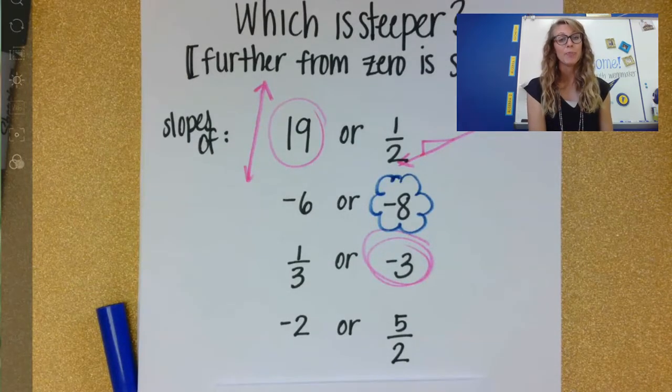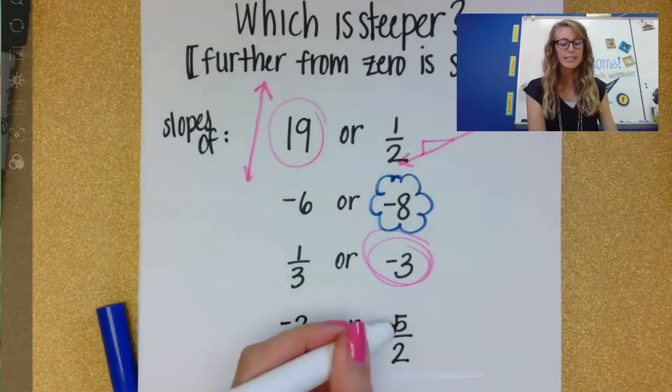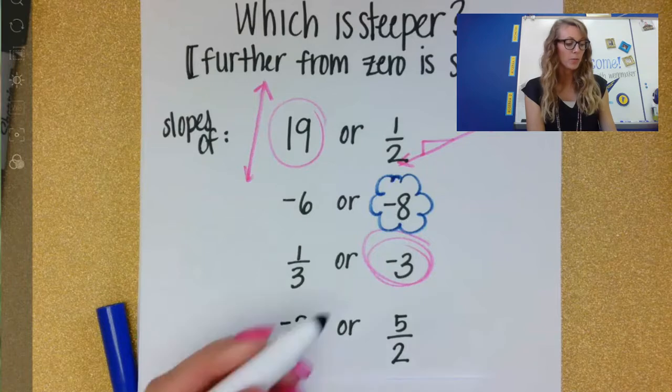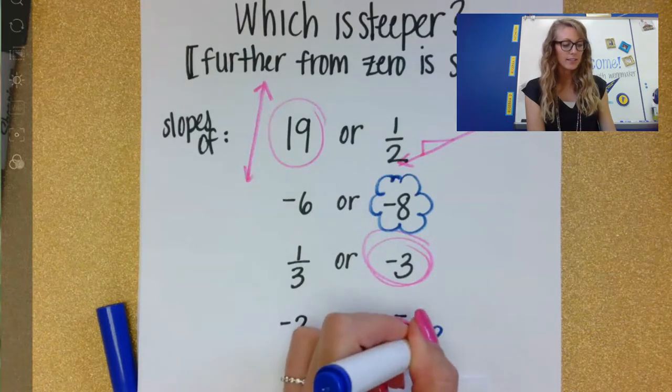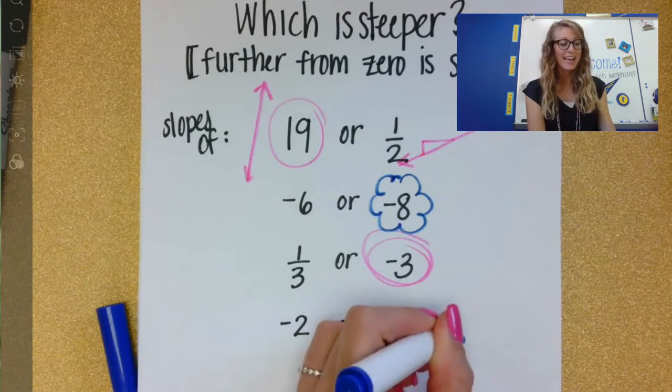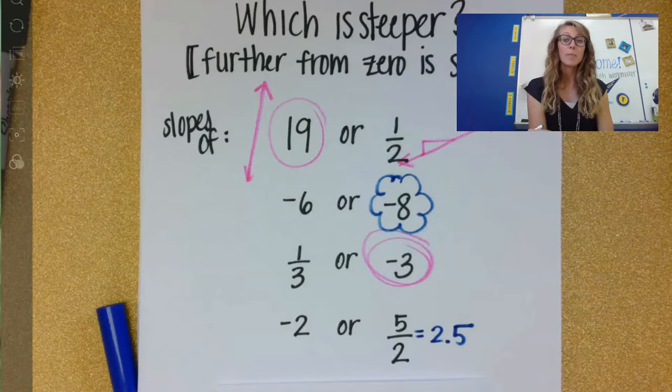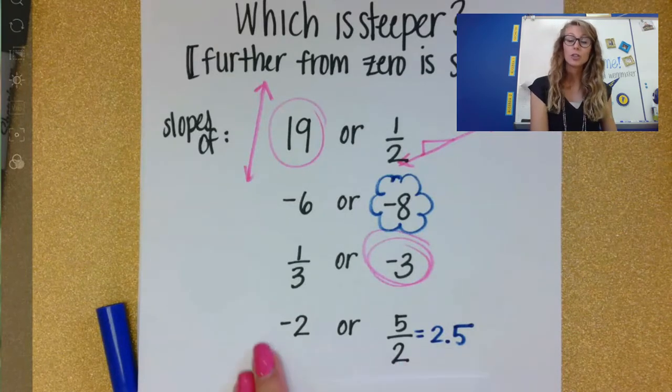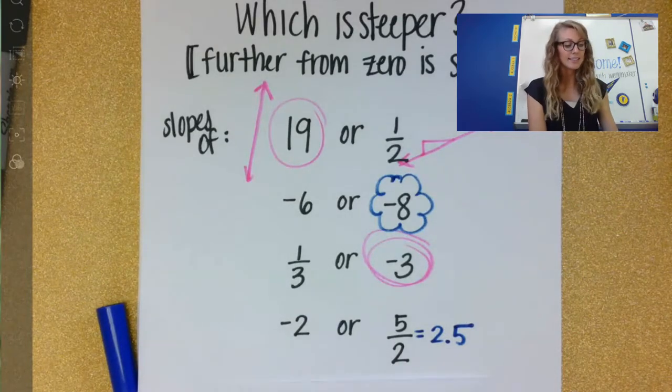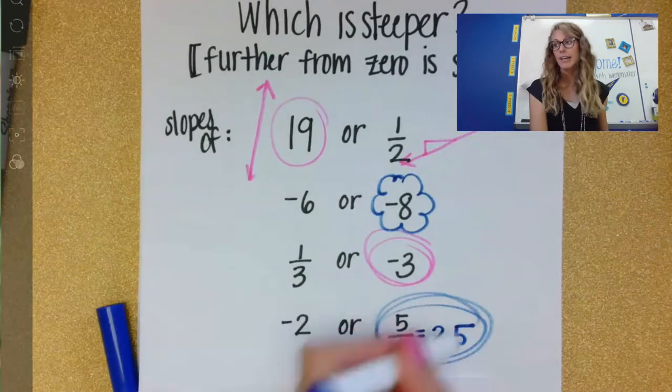Sometimes we start to assume that every fraction is always less steep. But if we actually take a moment and figure out, what is 5 divided by 2? Well, 5 divided by 2 is half of 5, or 2.5. So now if we compare it in decimal form, 2.5 versus 2 away from 0, this is actually going to be steeper again.